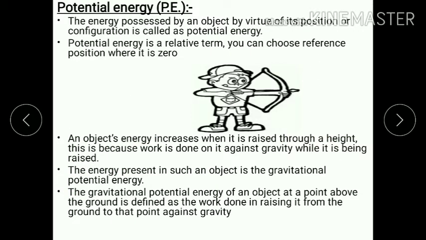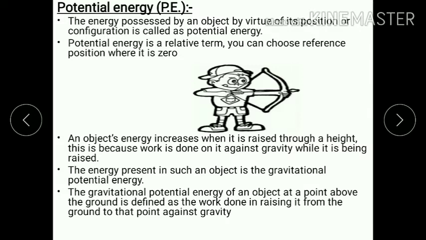Now shift to the next point, potential energy. I think you understand very well. If you have any doubt, you can ask. Kinetic energy is generated by the motion, but potential energy is generated by the stationary position, a change in the position. The energy possessed by an object by virtue of its position or configuration is called potential energy. Potential energy is a relative term. You can choose a reference position where it is 0.